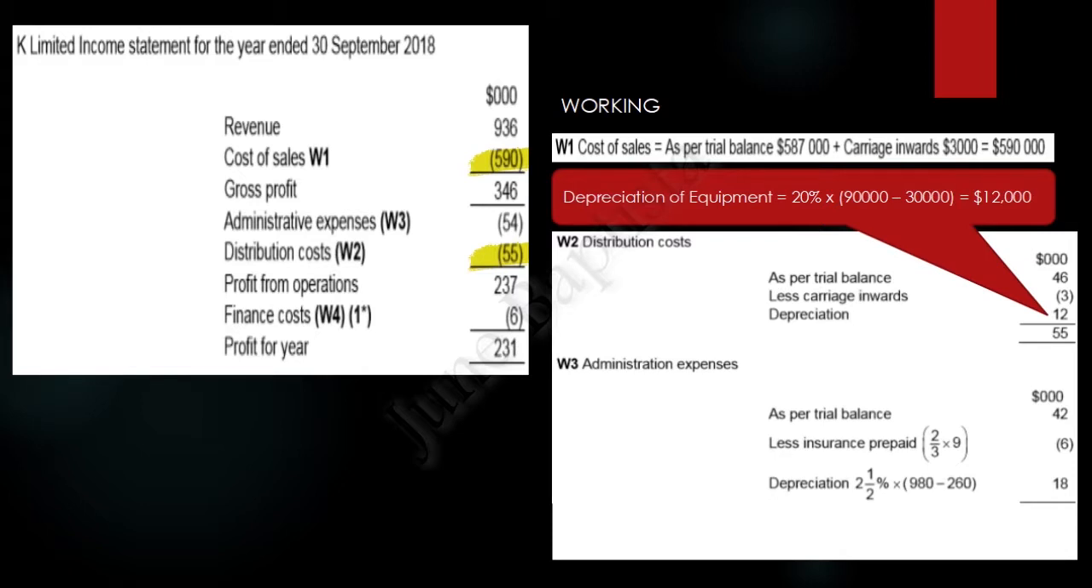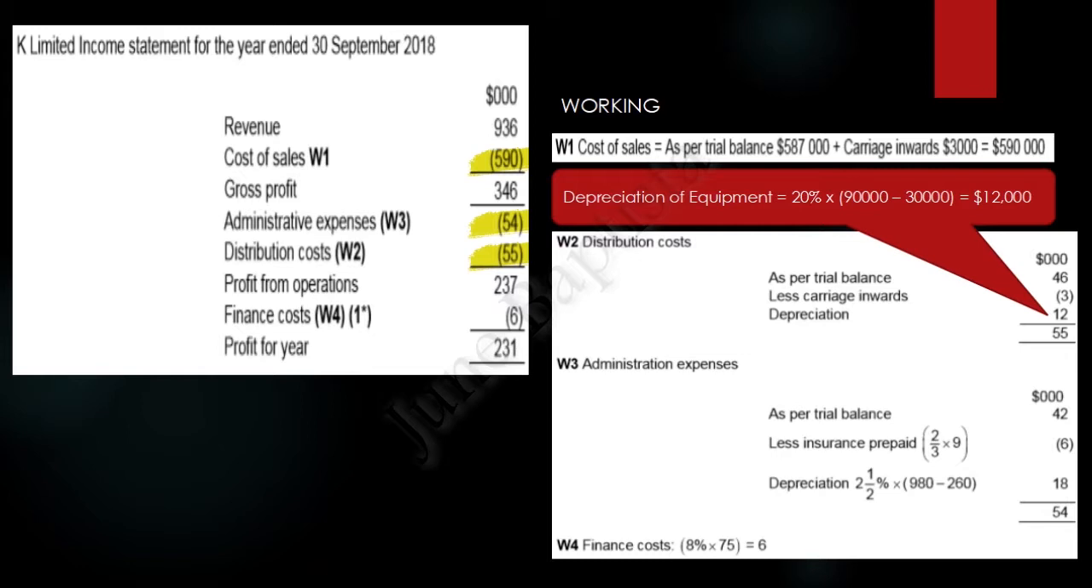Depreciation for buildings at 2.5% using the straight line method, which is equal to $980,000, which was the cost of land and buildings, minus the cost of land $260,000, which gives you a provision for depreciation for the year of buildings only of $18,000. Therefore, administration expenses now work out to $54,000. Working 4. Finance costs.